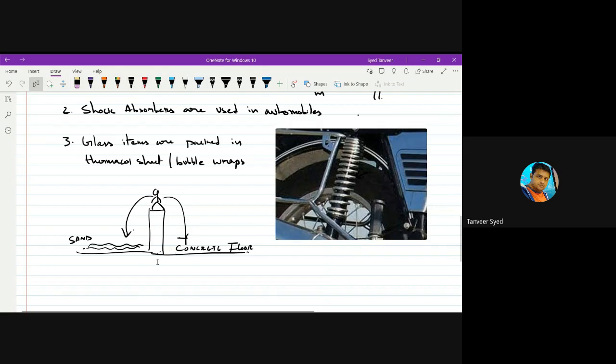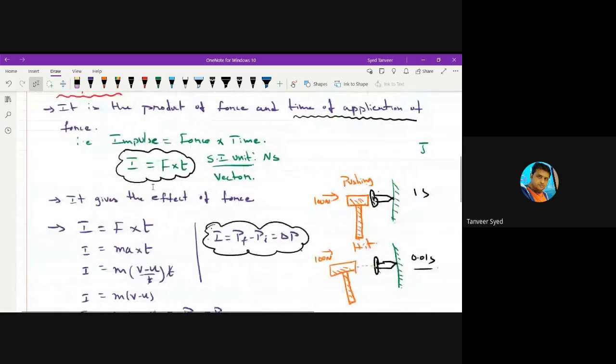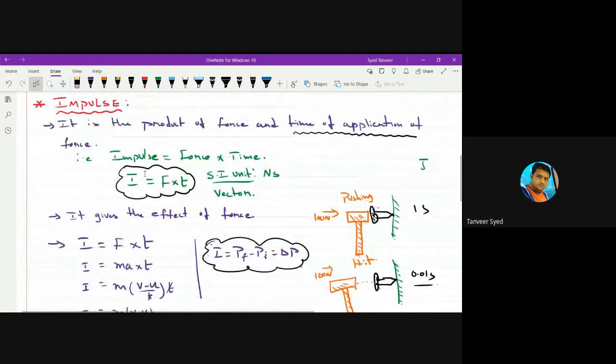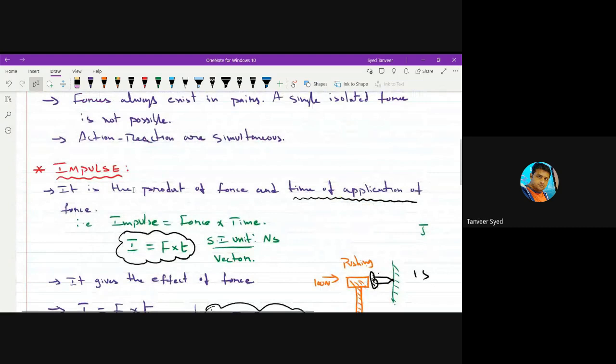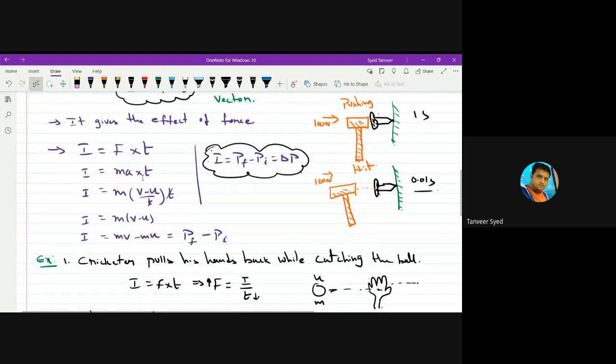All these are different situations where we experience impulse. Okay, force into time, basic formula. Change in momentum is also impulse: mv minus mu, or m into (v minus u), or final momentum minus initial momentum, or change in momentum. You can write it in different ways. This is impulse. Momentum and impulse are related. Change in momentum is nothing but impulse.